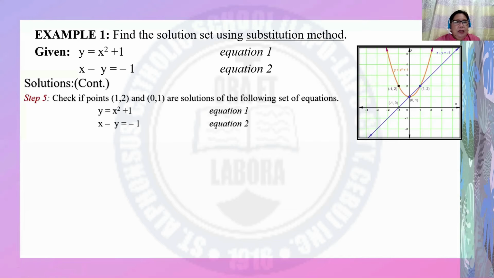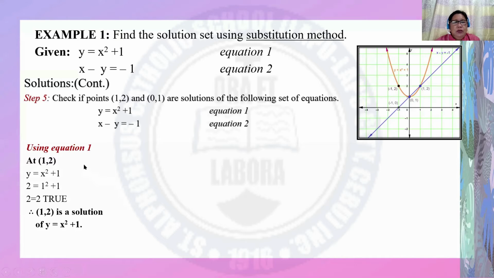For step 5, we have to check if points with coordinates (1, 2) and (0, 1) are solutions of the following set of equations. First, we have to use equation 1. At point with coordinates (1, 2), substituting 2 to y and 1 to x, we will have a true equation. Therefore, the point with coordinates (1, 2) is a solution of y is equal to x squared plus 1.